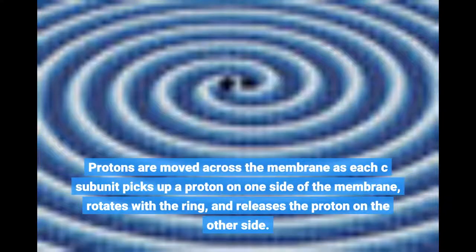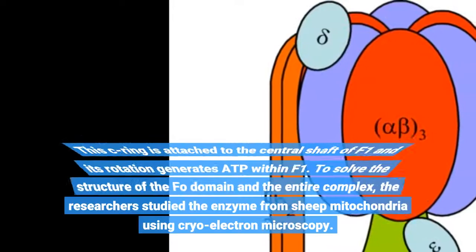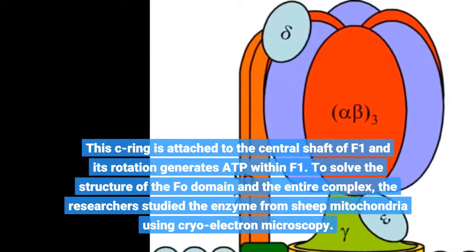Protons are moved across the membrane as each C subunit picks up a proton on one side of the membrane, rotates with the ring, and releases the proton on the other side. This C-ring is attached to the central shaft of F1 and its rotation generates ATP within F1.